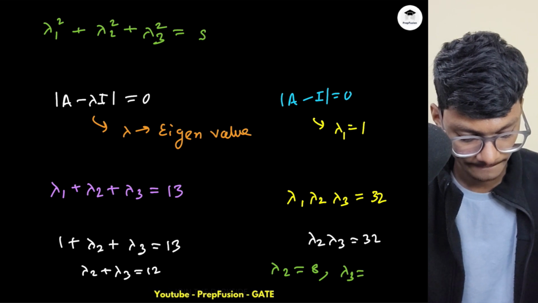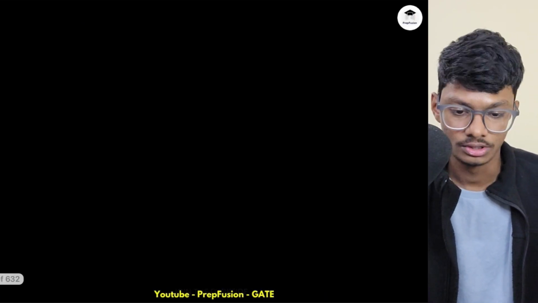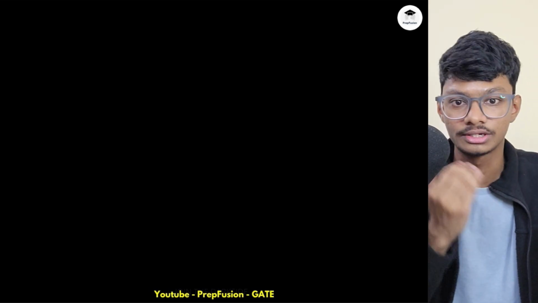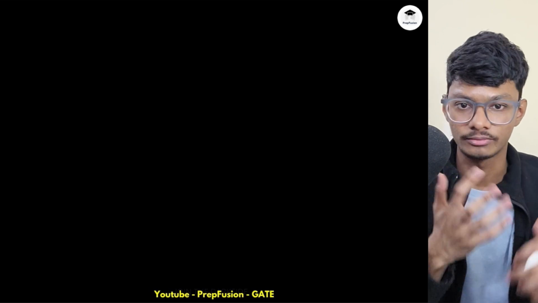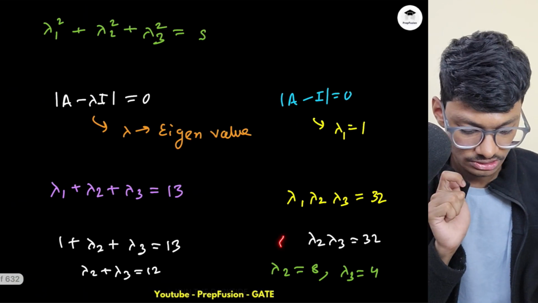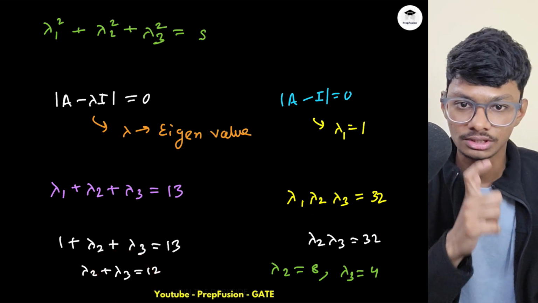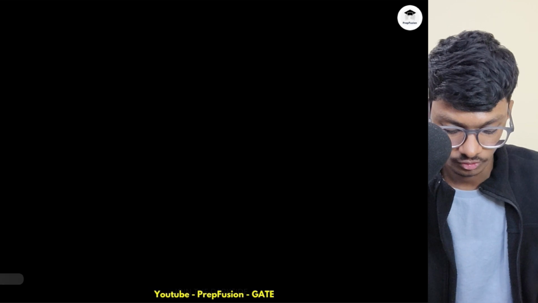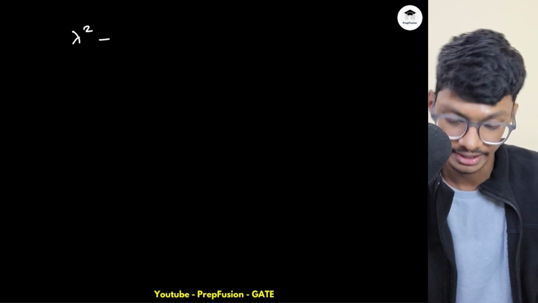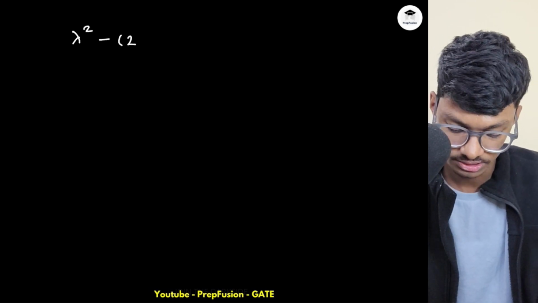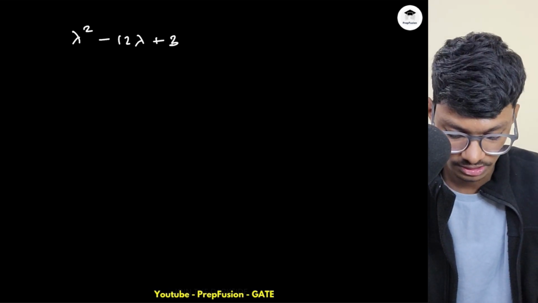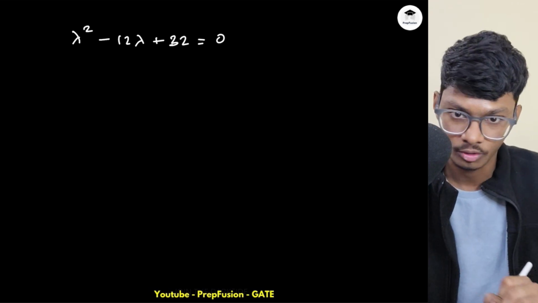Now a few students might say, sir, we generally get confused in this area. We are not able to guess correctly. It takes a very high amount of time to guess. So whenever you get the sum of two numbers and the product of two numbers, you can form a quadratic equation from that. So what quadratic equation can you form? Lambda square minus the sum of two numbers, which in our case is minus 12 lambda, plus the product of two numbers, which in our case is 32. So you form the quadratic equation.